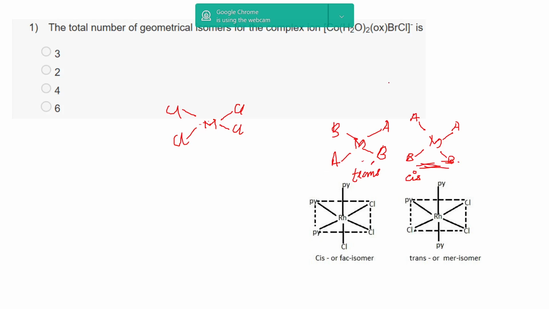Now, before going on to the question, you also have to look at what is the coordination number. Then only we can go to this. The coordination number is essentially how many donor atoms are surrounding the metal. So here we have two H2O, and one oxalate, then one bromine, one chlorine. So what is the coordination number of this complex? Can you please put it in the chat box?